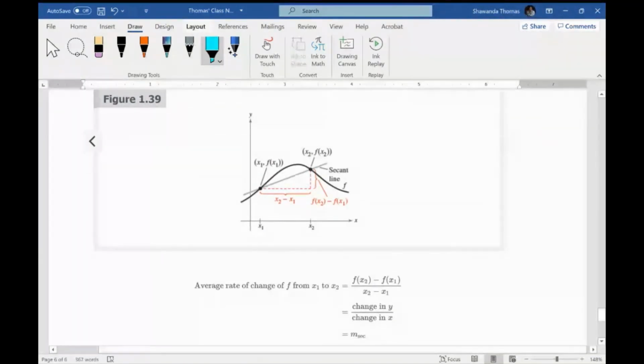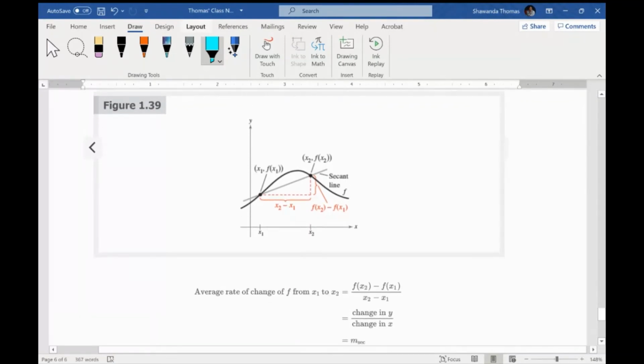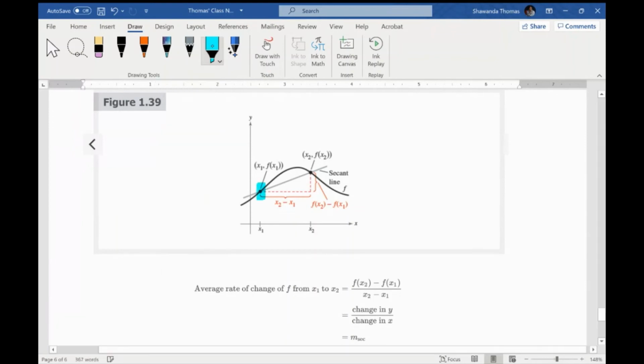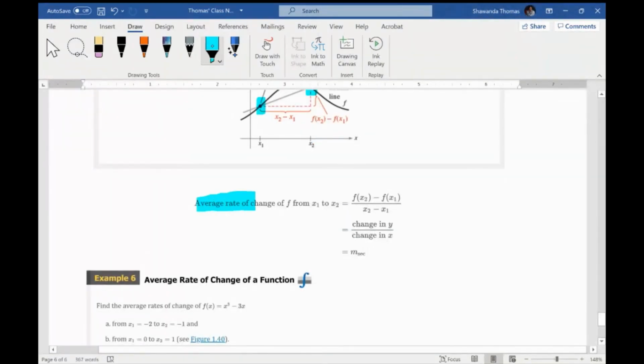Figure 1.39. All right, we have this graph and we have 2 points. Y'all notice the 2 points. All we're doing is finding the slope of 2 points. Okay. So the average rate of change of f from x sub 1 to x sub 2 is this formula right here. This formula looks just like the slope formula. Again, just re-emphasizing it. It looks very similar to the slope formula.